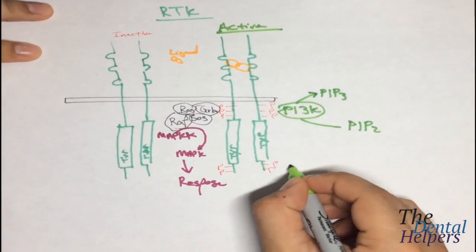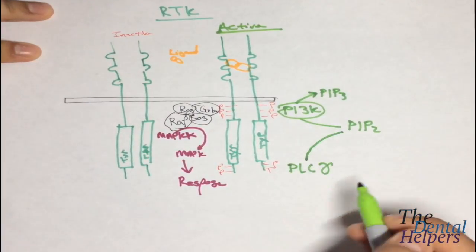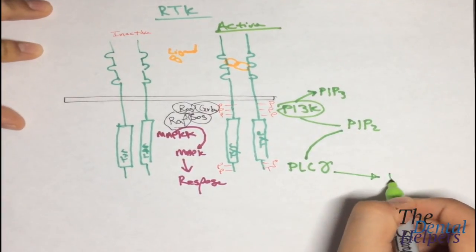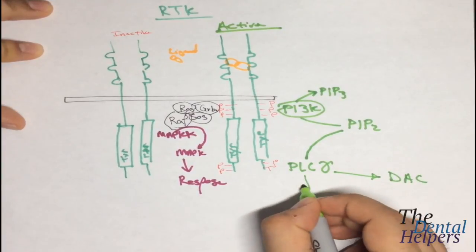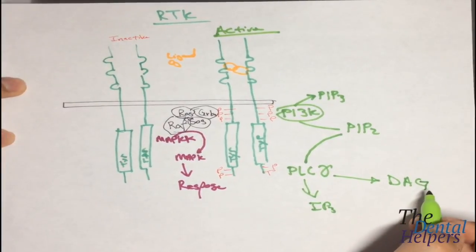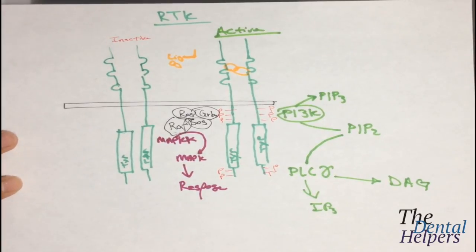The second is it could become PLC gamma that gets involved, and PIP2 is going to interact with PLC gamma, which is going to form DAG and IP3. And we've learned in previous videos that DAG and IP3 are involved with calcium release and cell signaling and cell proliferation. PKC specifically is involved in cell proliferation. So that's basically the gist of RTK.